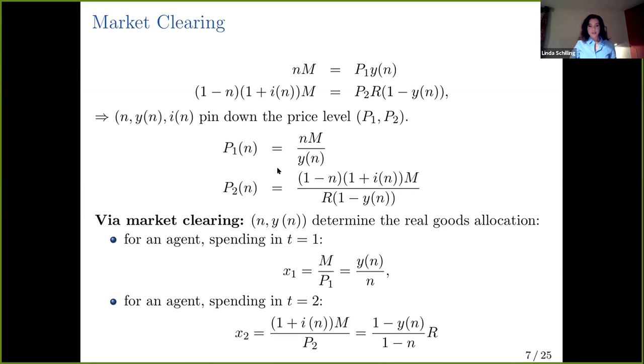Okay, so market clearing. Now agents are strategic, so they are selfish, and an impatient agent would always spend at time 1 because she only cares for consumption at time 1. But patient agents can really think about whether they rather spend at time 1 and earn this individual real allocation, y over n, or whether they rather would like to spend late and thereby earn this real allocation here.